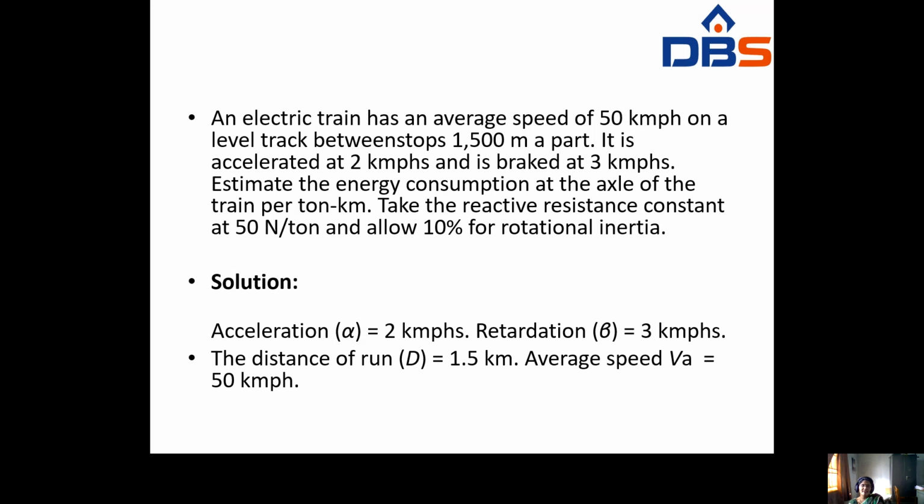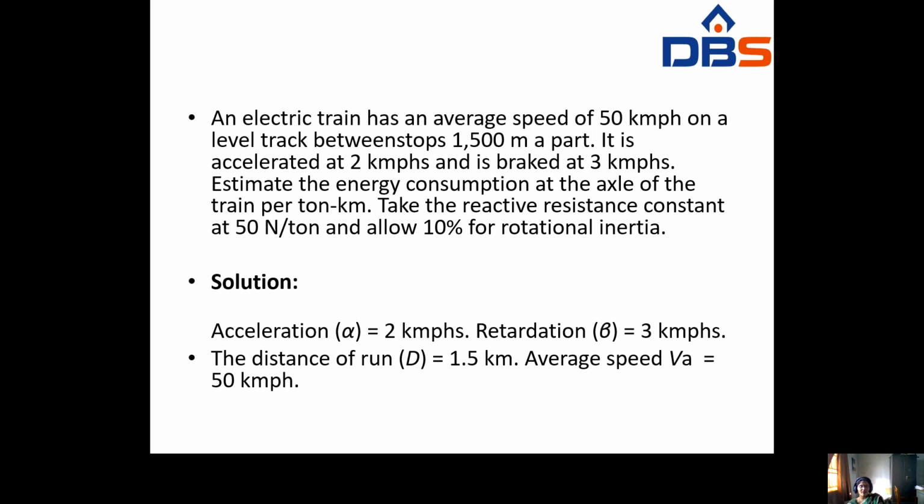Estimate the energy consumption at the axle of the train per ton per kilometer. Now here you have to estimate the energy consumption at the axle of the train per ton per kilometer. Take the tractive resistance constant at 50 Newton per ton and allow 10% for the rotational inertia. So here, acceleration alpha equal to 2 km per hour per second and retardation beta equal to 3 km per hour per second.